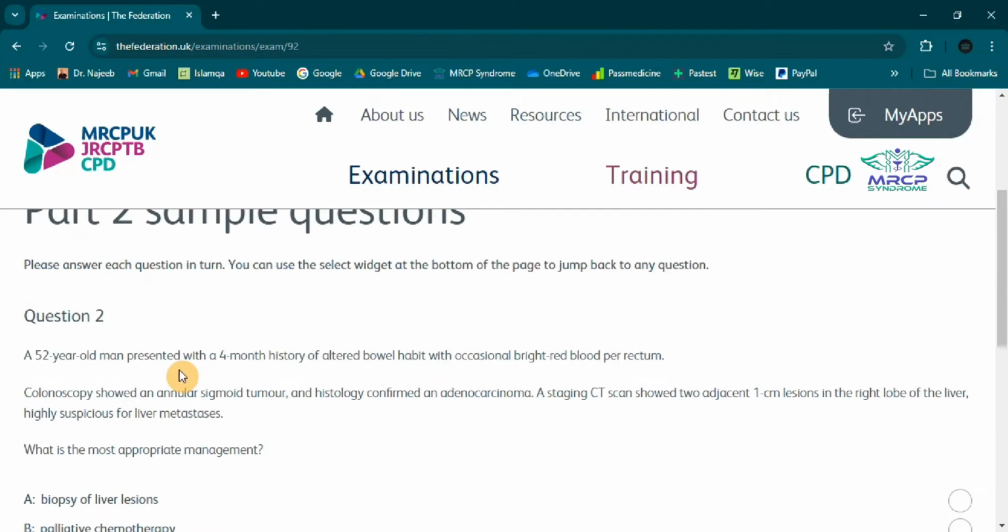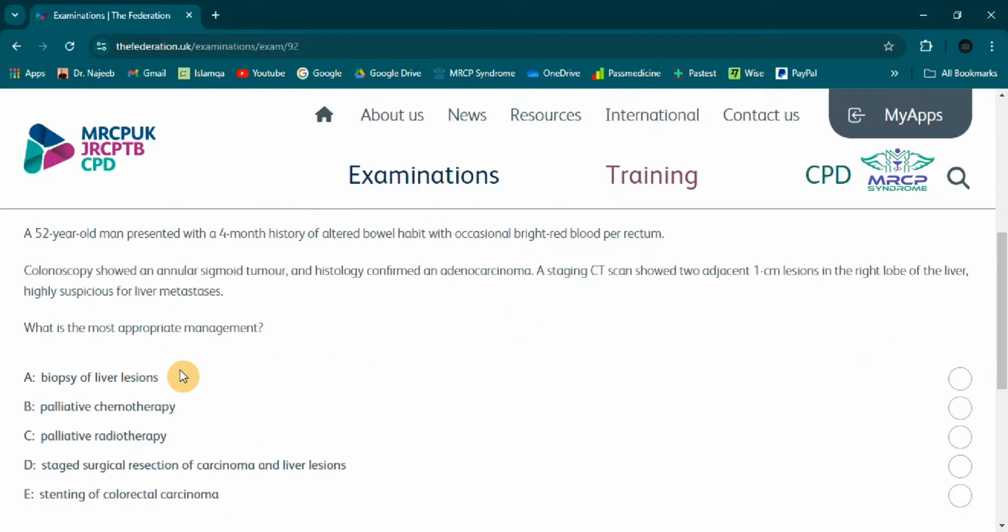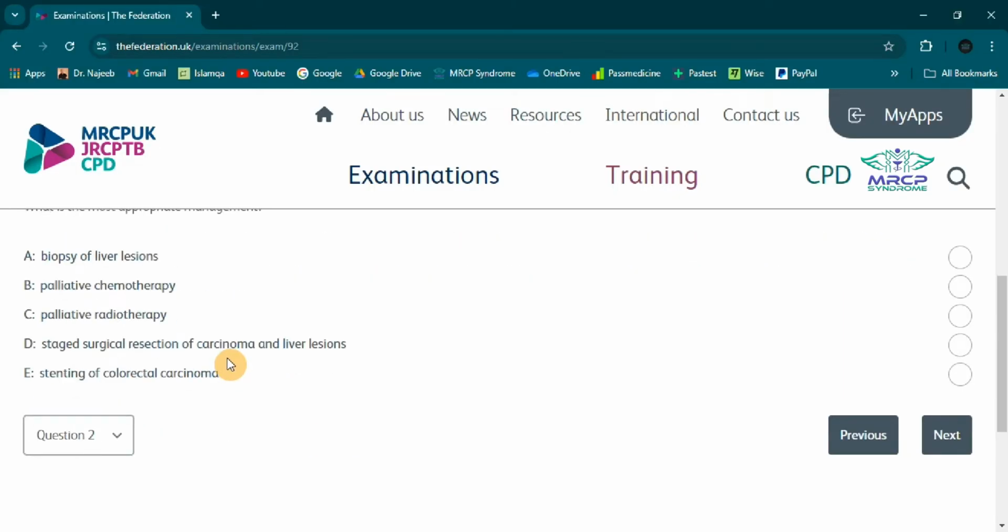So the most appropriate management for this patient is the staged surgical resection of carcinoma and the liver lesion, and it will aim to achieve curative resection by addressing both the primary tumor and the liver metastasis, and it will also offer us the best chance for long-term survival. And in some cases, following the staged surgical resection, we can also go for neoadjuvant chemotherapy as an adjunctive therapy. But the primary treatment here will always be the staged surgical resection of carcinoma with the liver lesions.